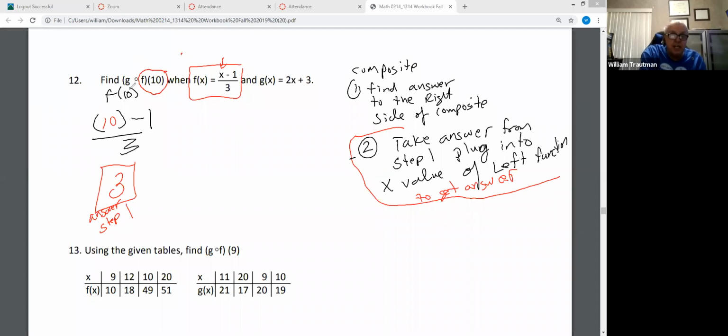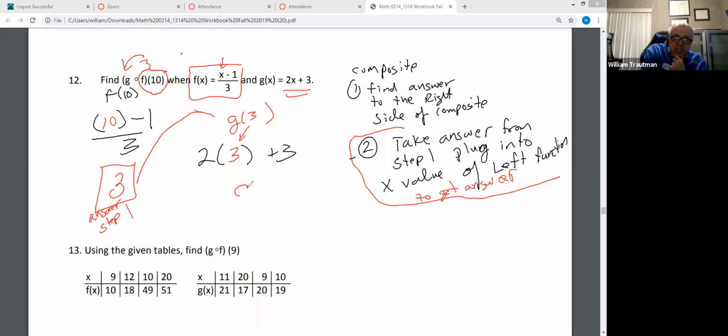I now need to take this answer 3 and plug it into the g function. Three goes into the g function. The answer goes in the g function. The g function is this right here, 2x plus 3. And we're going to plug the 3 into here and do the math. 2 times 3 is 6. 6 plus 3 is 9. And that is our answer, our final answer.